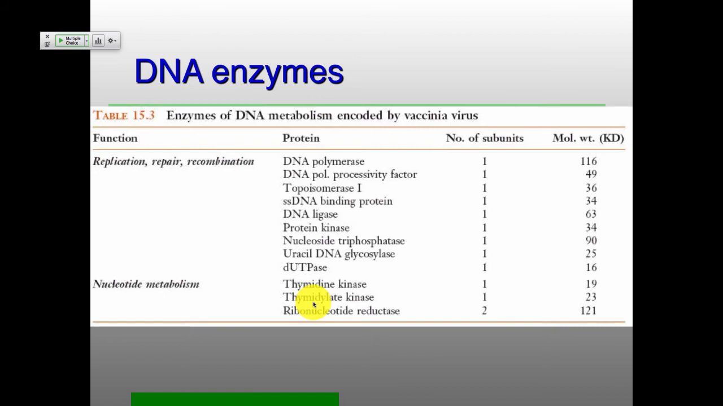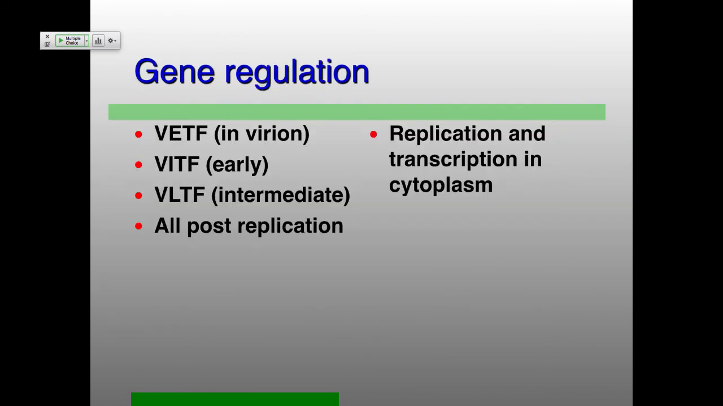So that's the process of making more of the DNA. Now, how are these genes regulated? You've got, again, ridiculously creatively named early transcription factors, intermediate transcription factors, and late transcription factors. Again, all TF, TF, TF. All of these, the intermediates and the late transcription factors, happen after replication. And of course, replication and transcription all occur in the cytoplasm.